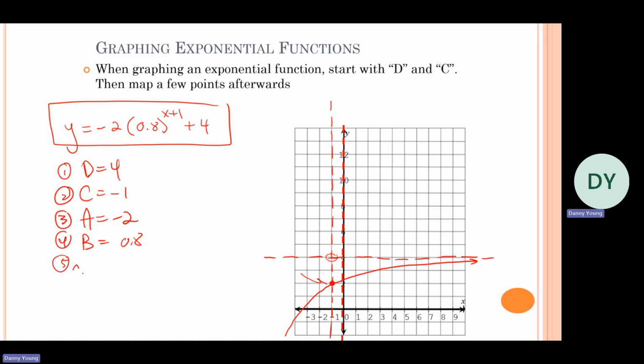Number 5. X equals 3. So you have y is equal to -2 times 0.8 to the power of 3 plus 1.